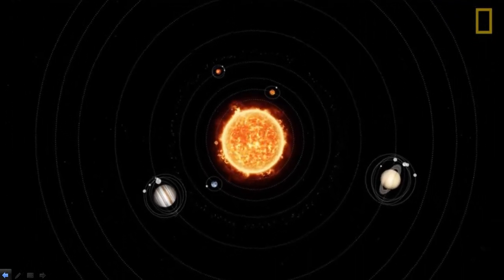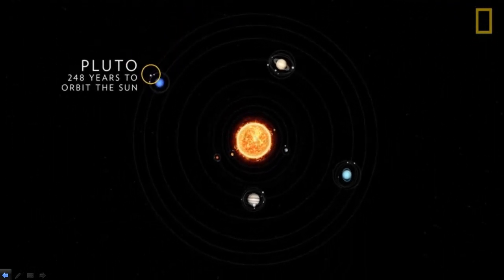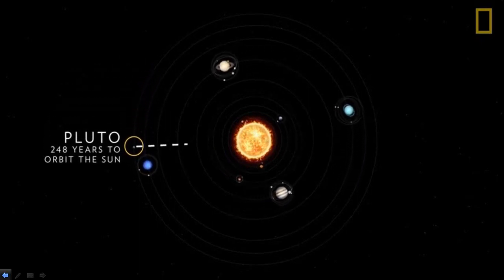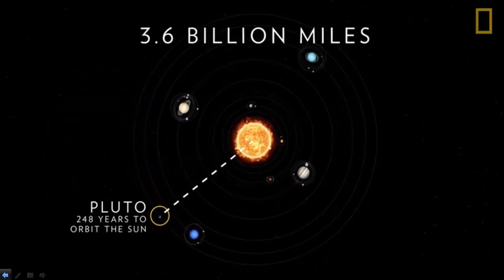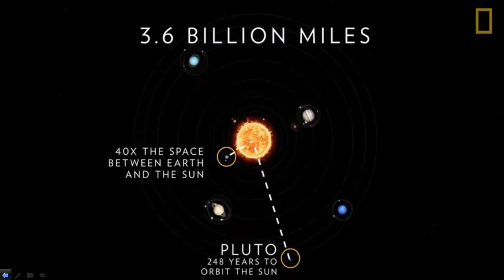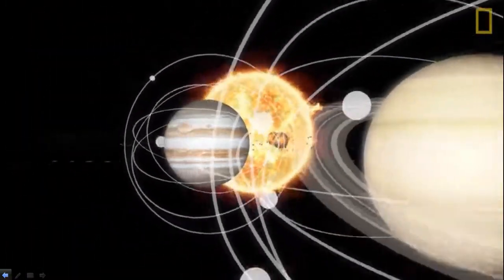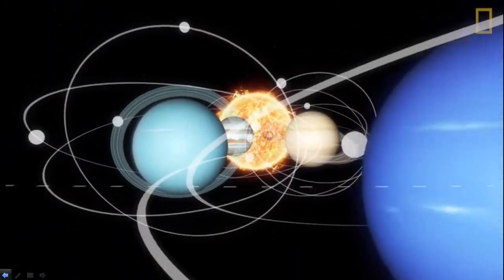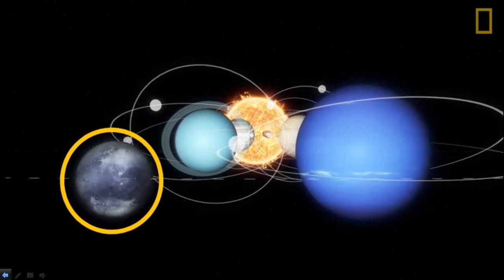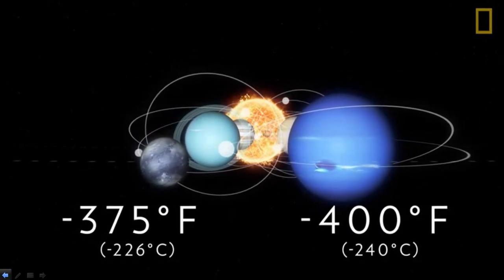This tiny world takes 248 Earth years to orbit the Sun, and it does so from an average distance of over 3.6 billion miles, or 40 times the space between Earth and the Sun. Such a distance from the solar system's main source of heat causes extreme temperatures on the dwarf planet's surface, between -375 and -400 degrees Fahrenheit.